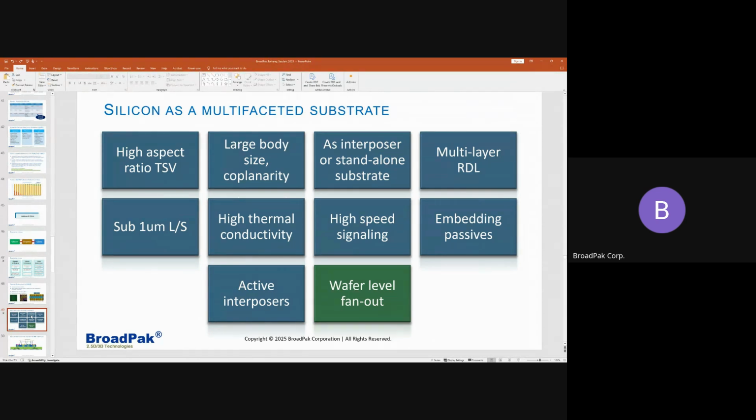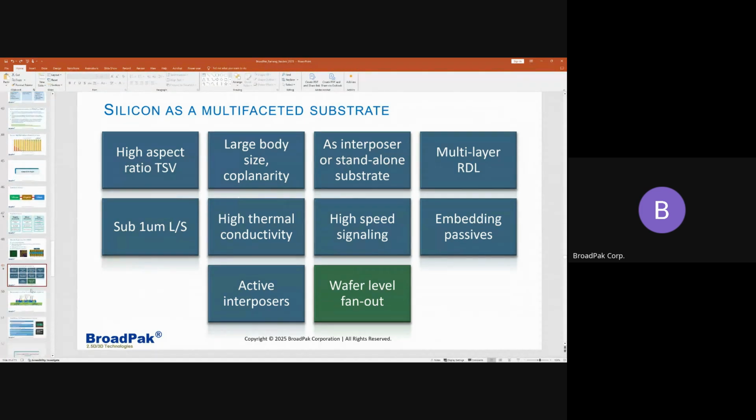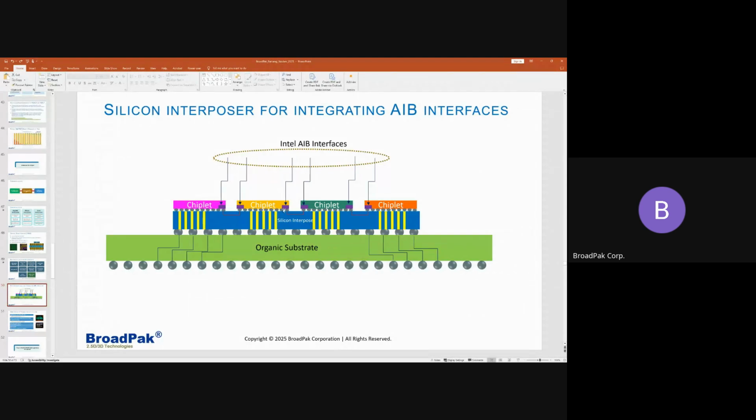We can do high-speed signaling. We can embed within the silicon. We could have, in fact, active interposer, meaning in some area of the interposer, we can have some transistors as well. We can also do the wafer level fan out. So, we talked about this thing. If you can have this silicon interposer, and with the chiplets could be the UCIe or the Intel AIB interface that is going to connect through the interposer, and this whole thing can be assembled on an organic substrate.